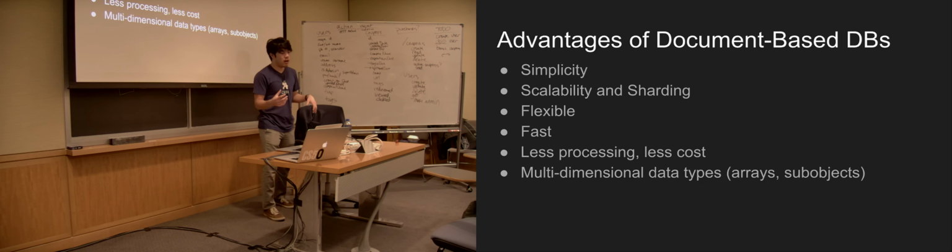So is everybody clear on relational versus document-based? Other database types exist, but they're beyond the scope of this class and not as popular as either one of these.